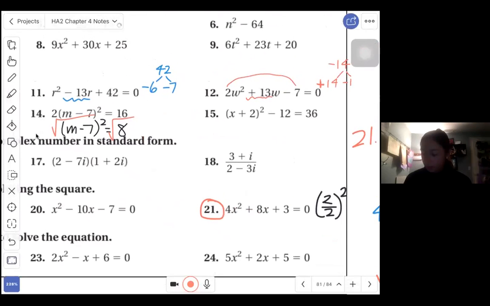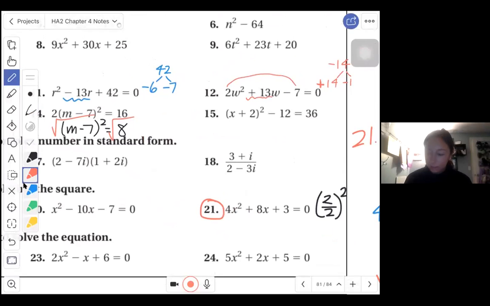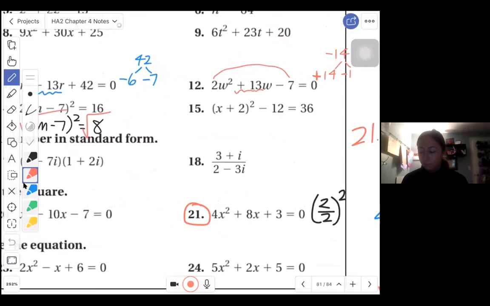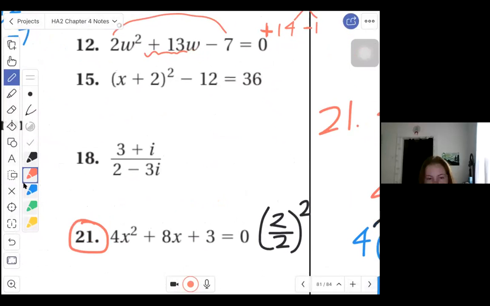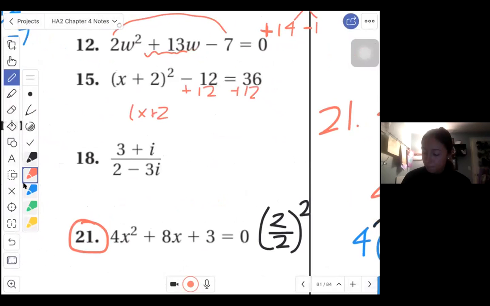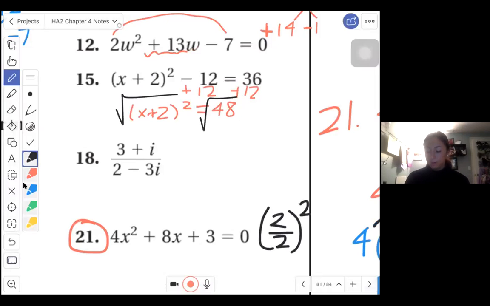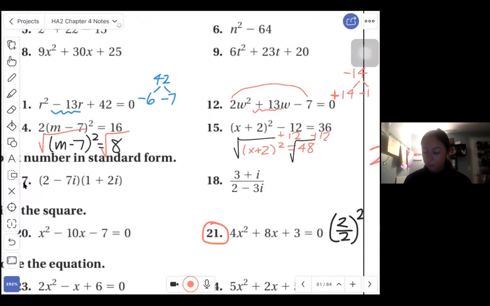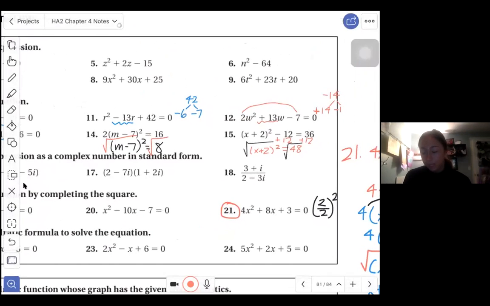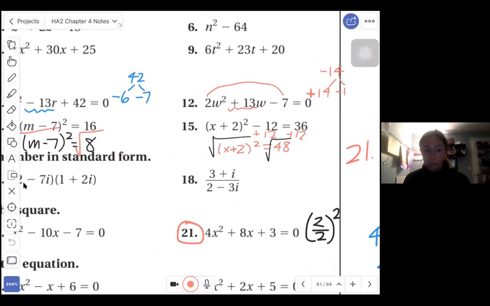Good. And lastly, for 15, Alyssa, what approach did you use for 15? I moved the 12 over. And then what? I could take the square root. Yeah, we can take square roots. We see that binomial squared. Good. Big part of these problems are seeing what approach you should take for factoring. Questions on those?